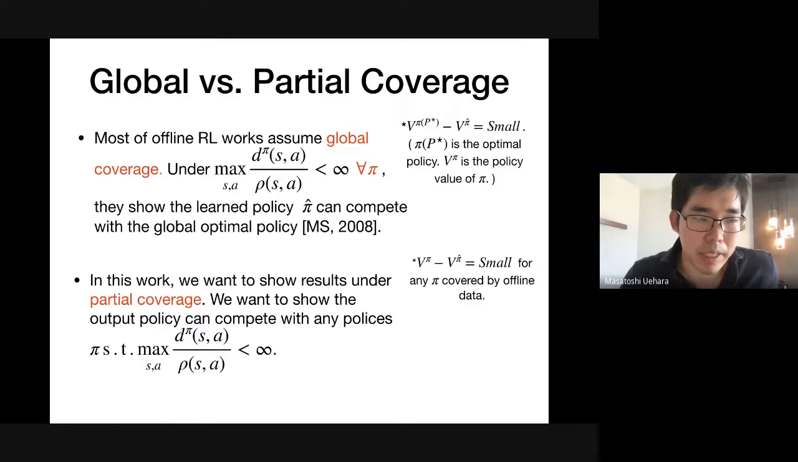Instead, we want to relax this assumption. We want to show results under partial coverage. This means that the output policy can compete with any policy pi such that the infinity norm of d pi over rho is bounded. Mathematically, in other words, this means that v pi minus v pi hat is small for any pi covered by offline data. So that's our goal.